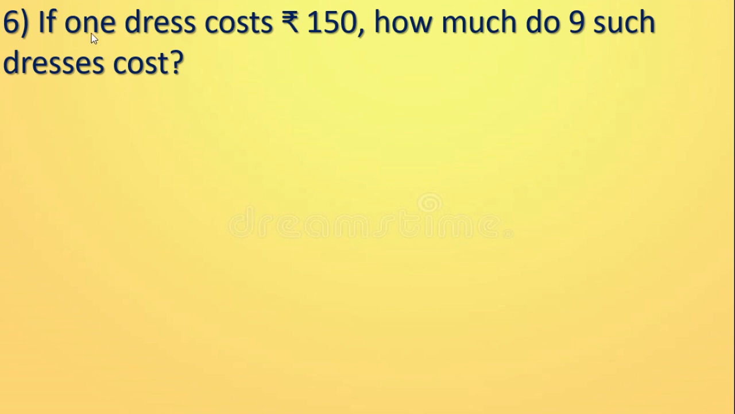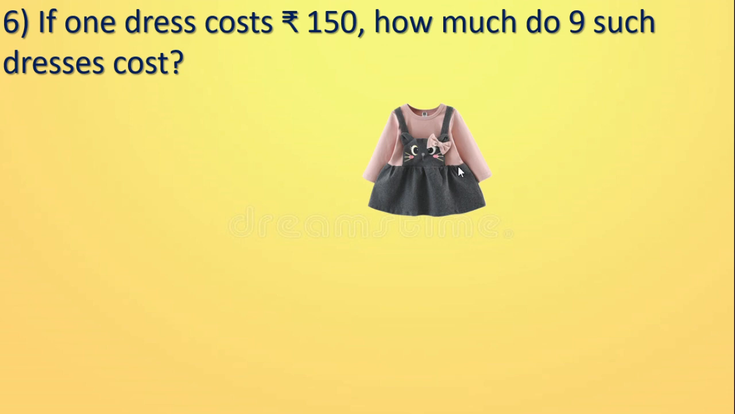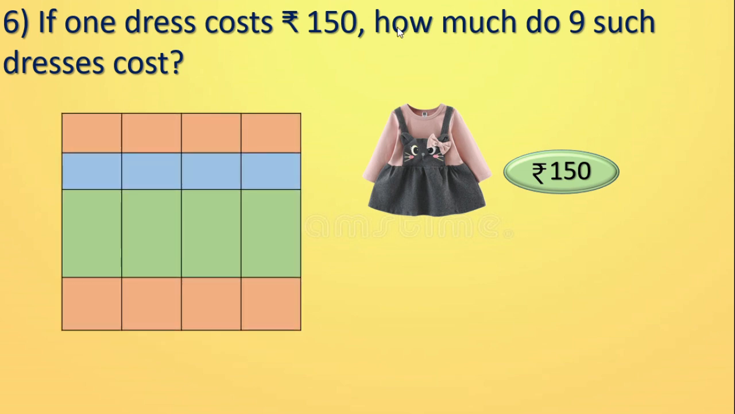Correct? See, if one dress costs rupees 150, this is a dress of a baby. What is the cost of this one dress? That is rupees 150. How many dresses we need? 9 dresses. So we are going to multiply 150 by 9. Correct? Here we will write unit, tens, hundred, thousand. Now you know that 150 how to write here? 0, 5, 1. Same procedure we are going to follow, but only the sum is given in statement.